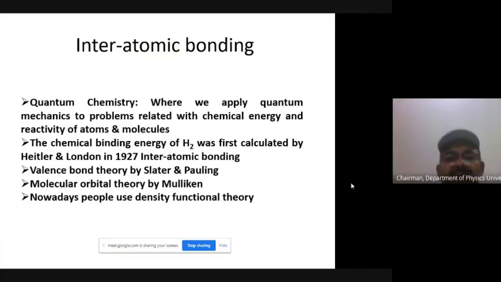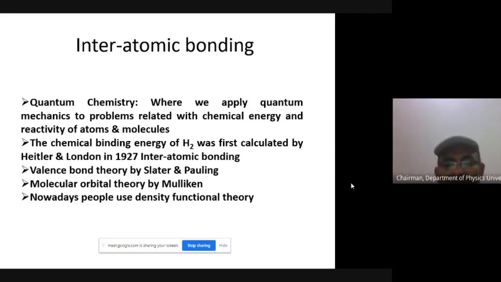Our lecture today is about interatomic bonding. Interatomic bonding is one of the most important topics of material science or solid state physics, and it deals with quantum chemistry, where we apply quantum mechanics to problems related to chemical energy and reactivity of atoms and molecules. The chemical bonding energy of hydrogen was first calculated by Heitler and London in 1927.